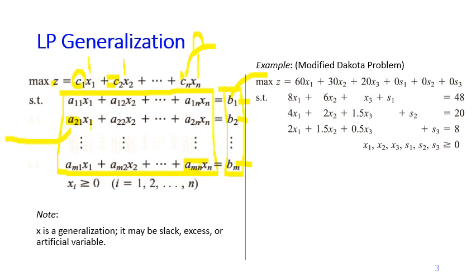Here's an example of the Dakota problem. You see that c1 equals 60, c2 equals 30, c3 equals 20, and c for s1 equals 0, c for s2 equals 0, c for s3 equals 0. And 48 is b1, 20 is b2, 8 is b3, and 1.5 is a32, because this is the coefficient for the third constraint with respect to the second variable. Okay, so those are the notations that we are going to use.